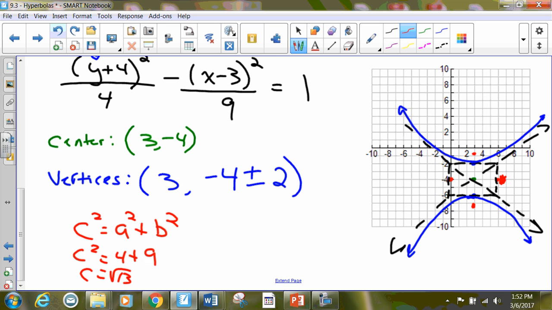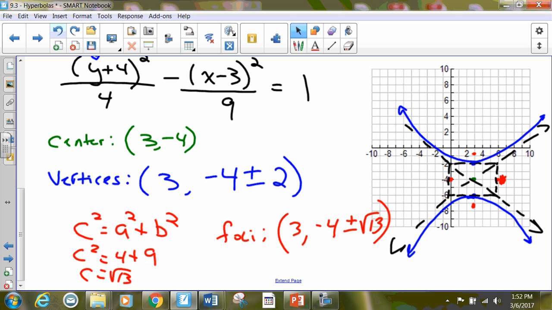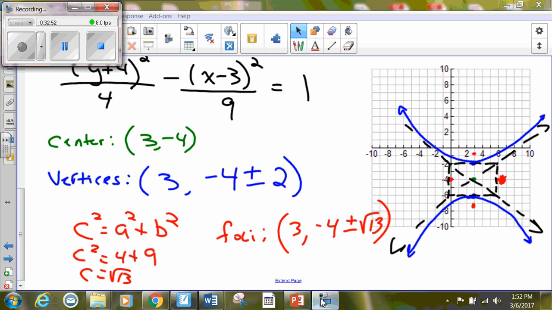So let's write them, the foci. Once again, we're going to mess with the y. So the 3 stands alone. We write the -4. And then what do we write? Plus or minus root 13. Okay. Now we're done. All right, I'm going to pause.